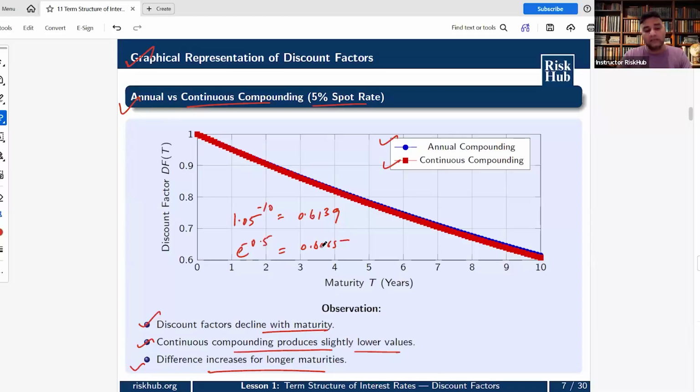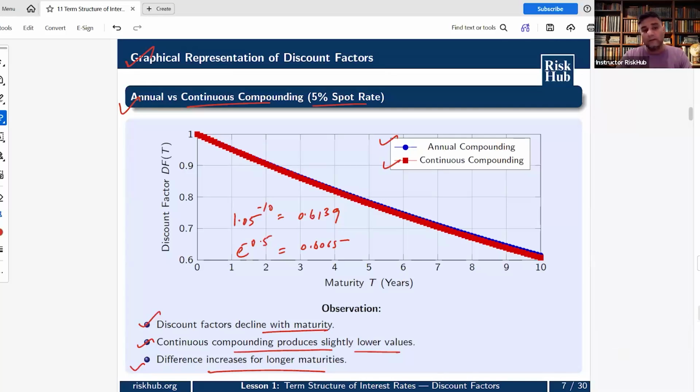So the third observation, that the difference increases for longer maturities, holds only over the range plotted. The gap in absolute terms peaks near 25 years and then shrinks back toward 0, because both discount factors converge to 0 as T grows. For 0 to 10 years here, the statement holds. The two lines also use the same number, 5%, with two different conventions. The gap measures the convention, not any economic difference between the two lines.